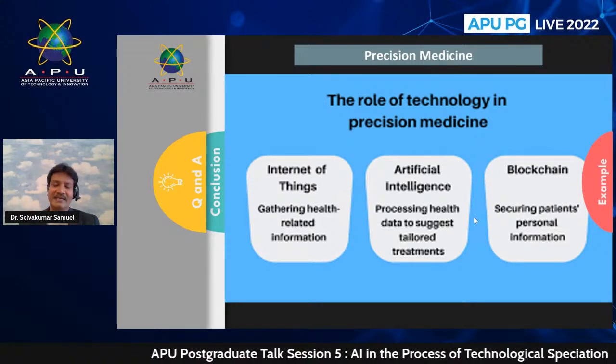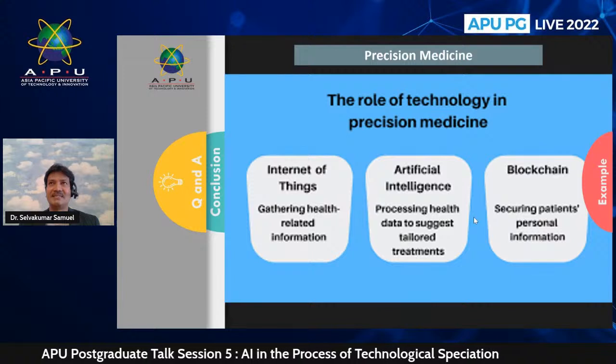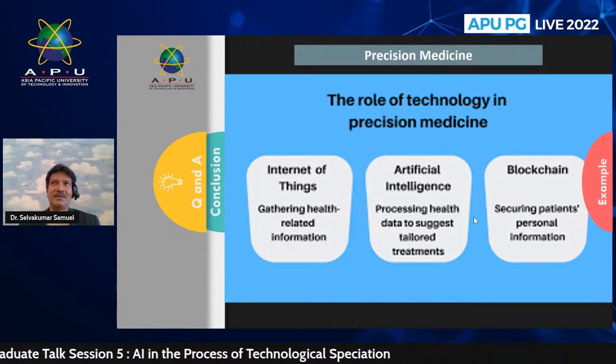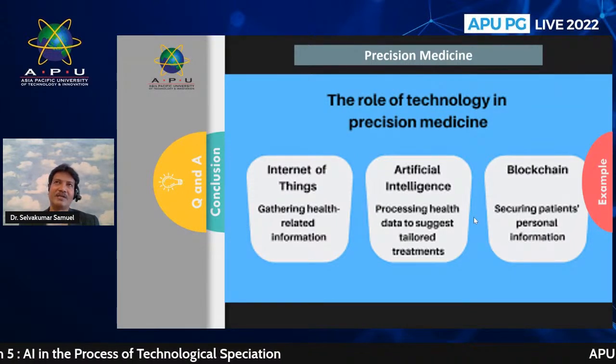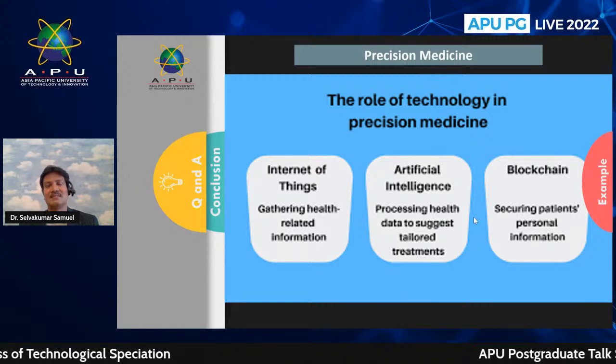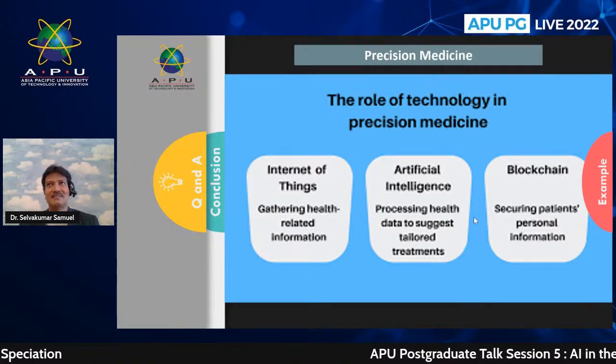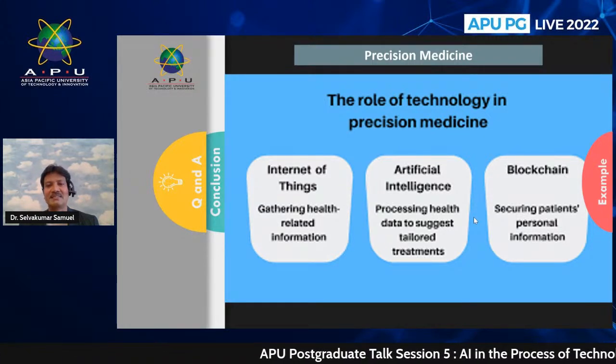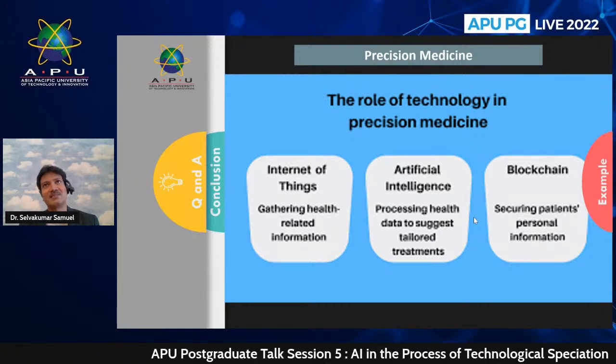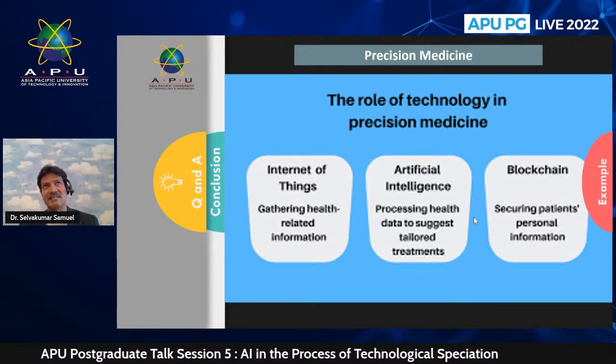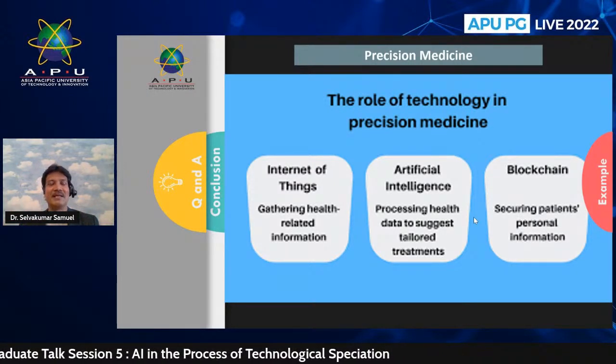IoT helps to gather the data. Artificial intelligence helps for high-precision, highly accurate analysis. Blockchain secures the patient information. So this is another species now on the healthcare side with the inclusion of multiple technologies.